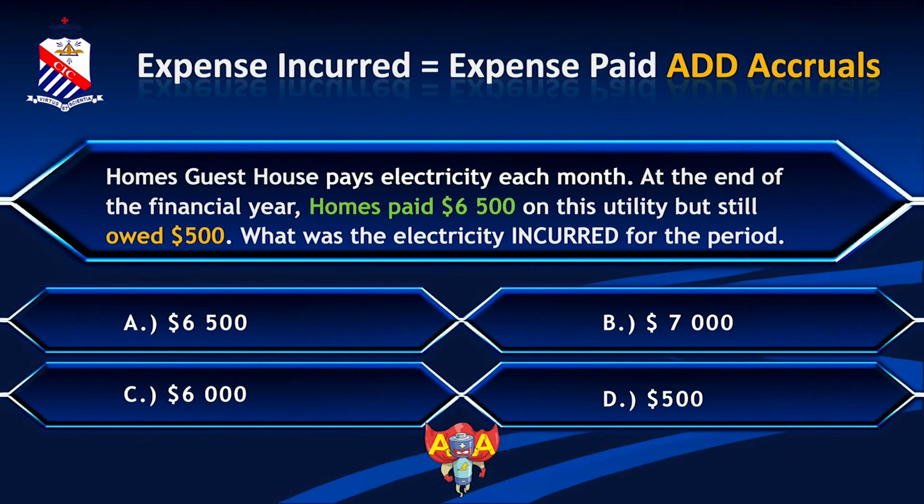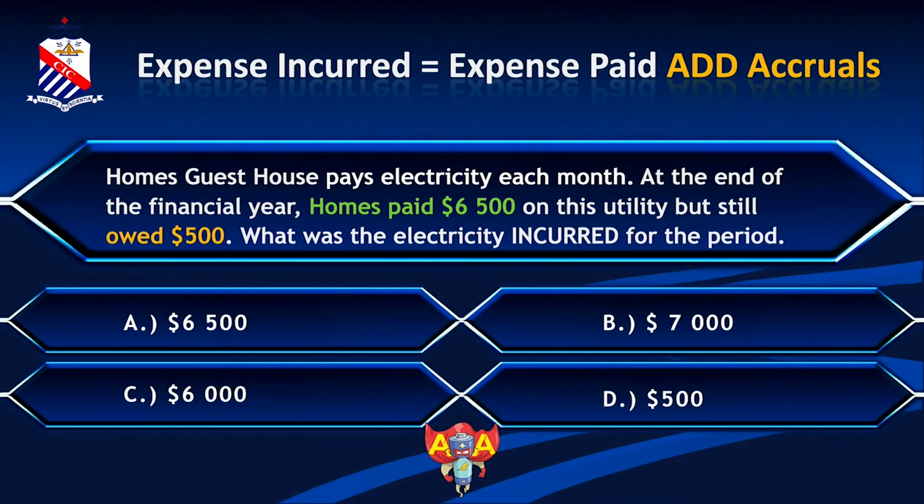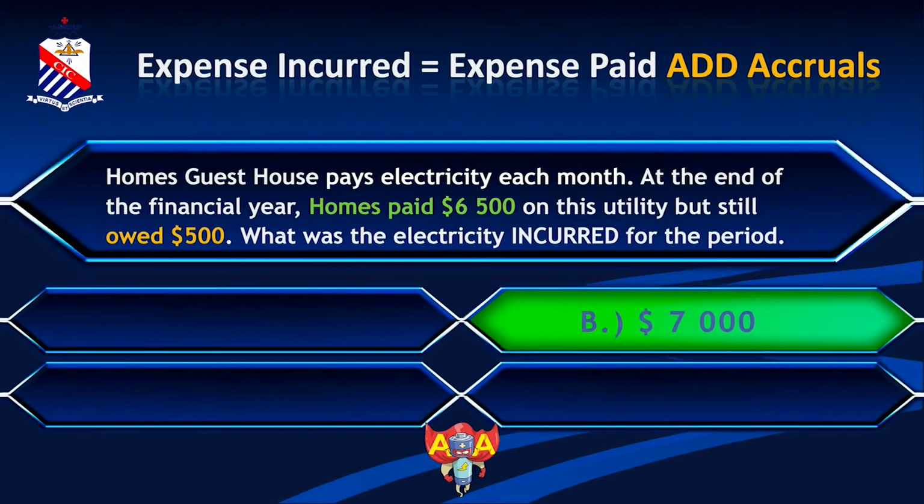Home's guest house pays electricity each month. At the end of the financial year, Homes paid $6,500 on the utility but still owed $500. What was the electricity incurred for the period? You always add accrual, so 7,000, which was the answer given just now. So as easy as that, add accruals.